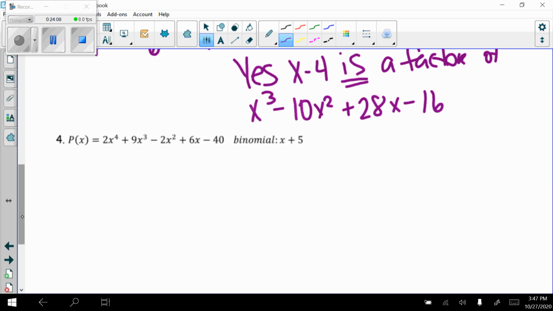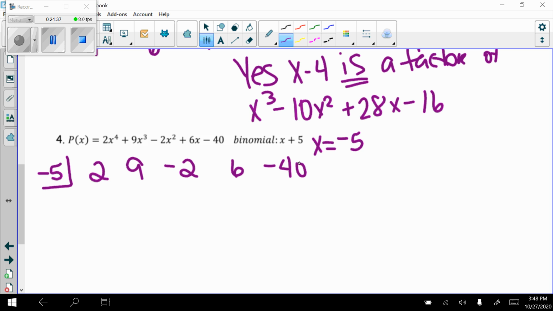So this one, we want to know, is x plus 5 a factor? So what number are we going to plug into our little box? X is equal to -5. So -5 goes in my box. Am I missing anything? Do I need any placeholders? X to the 4th, x cubed, x squared, x, constant. No, we're not missing anything. So coefficients: 2, 9, -2, 6, -40. First one comes straight down. Multiply. Add.